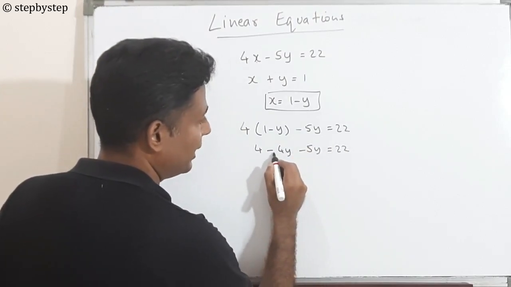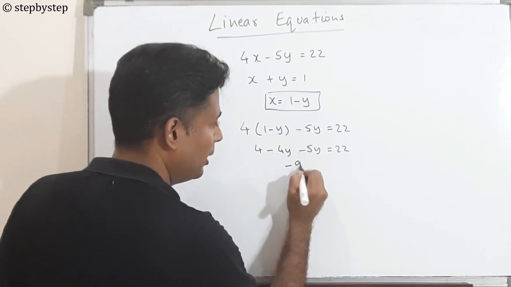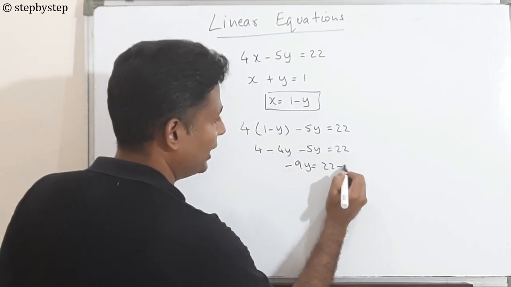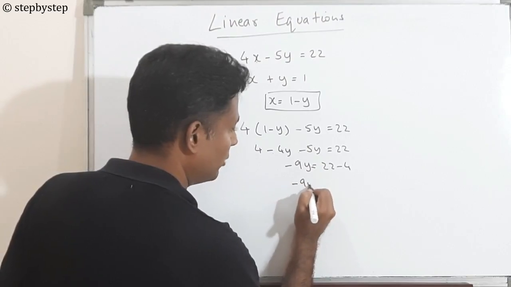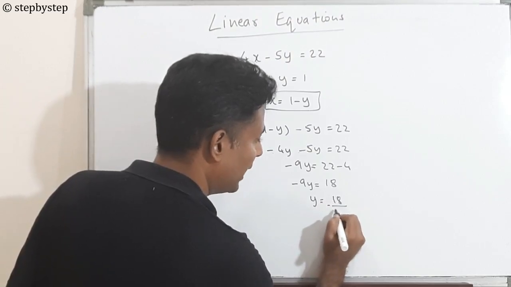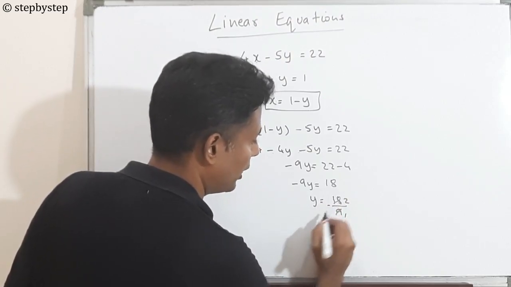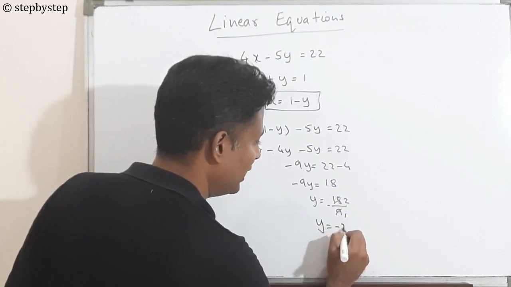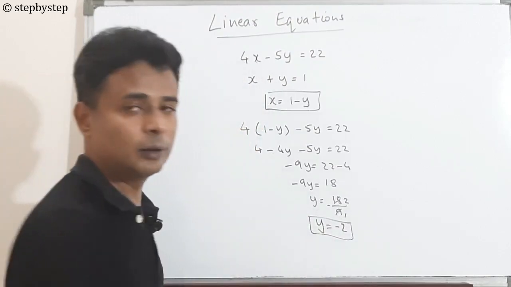Transpose 4 on the other side. Here minus 4y minus 5y is minus 9y. Here I get 22 minus 4. So minus 9y equal to 18. So y equal to 18 by minus 9. So what is the value of y? We got y equal to minus 2.